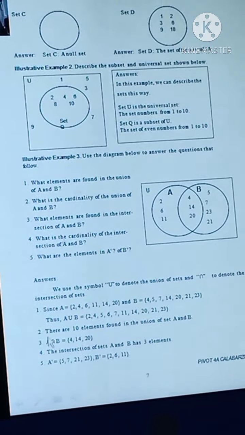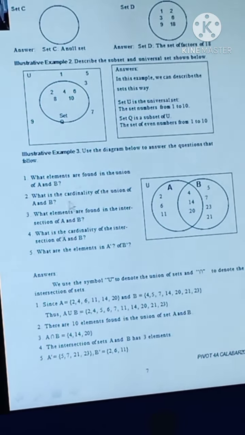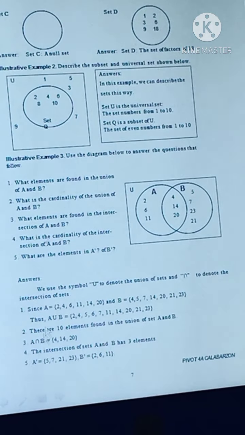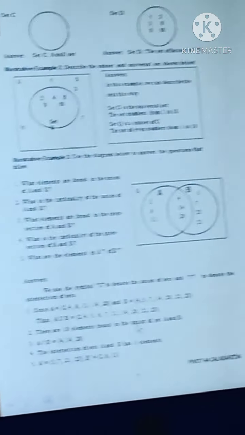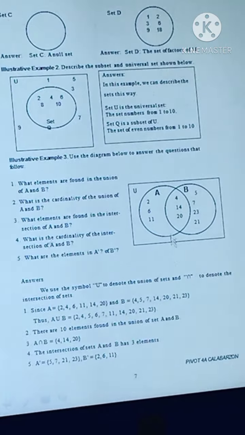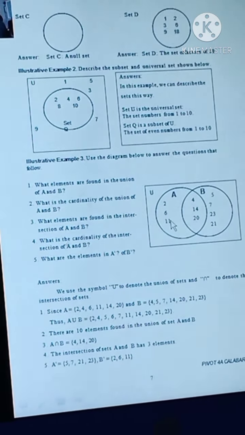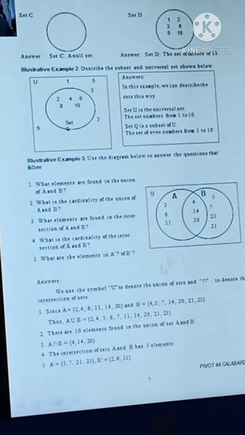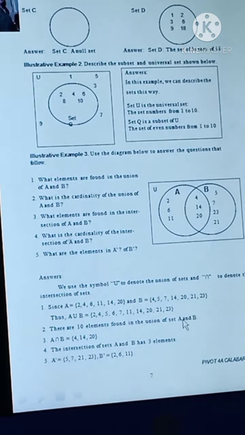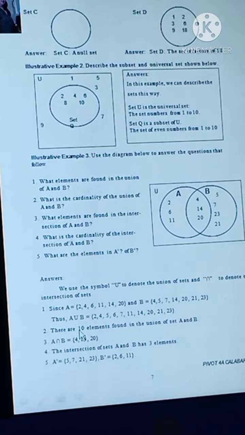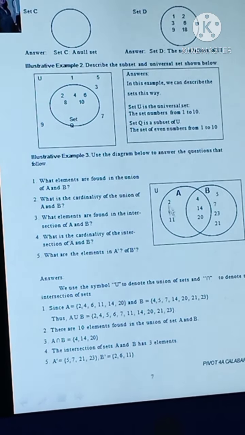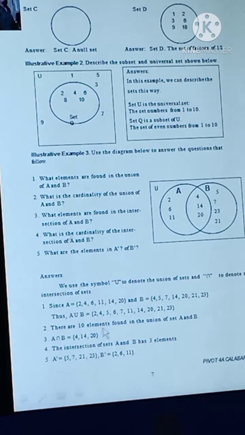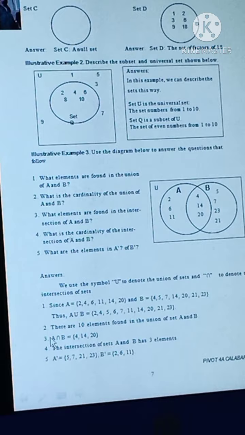Okay na. Question 2. What is the cardinality of the union of A and B? So you count. There are 10 elements found in the union of set A and B. So that is the cardinality. 1, 2, 3, 4, 5, 6, 7, 8, 9, 10, 11. So your answer is 11. Why is it 11? The answer there is 10. Okay, 10. Not 11.